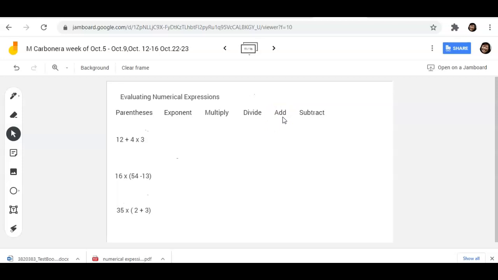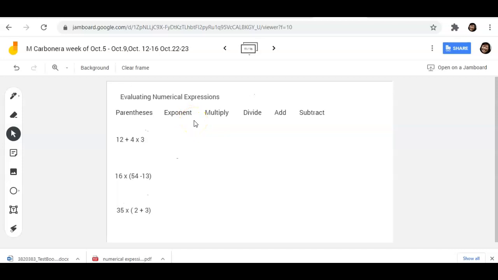If addition comes first before subtraction, you add before you subtract. But if subtraction comes first before addition, you are going to subtract before you add, depending on which comes first from left to right. So multiplication and division can be interchanged. Addition and subtraction can be interchanged, but not the parenthesis and the exponent.